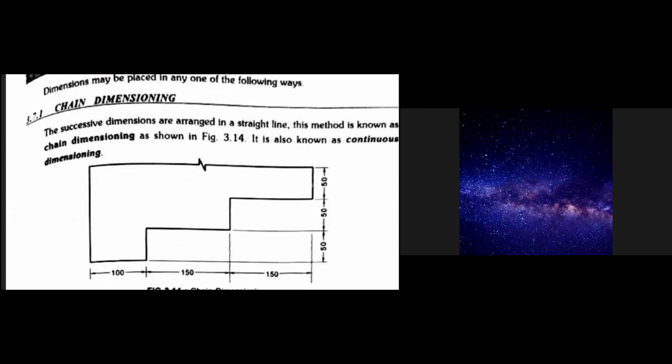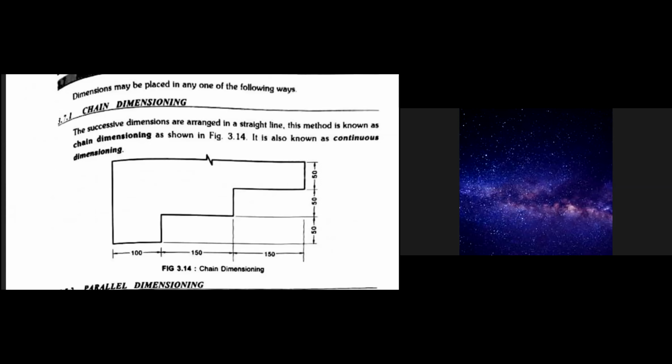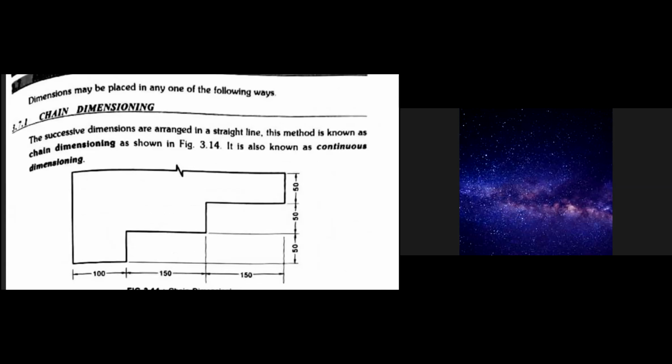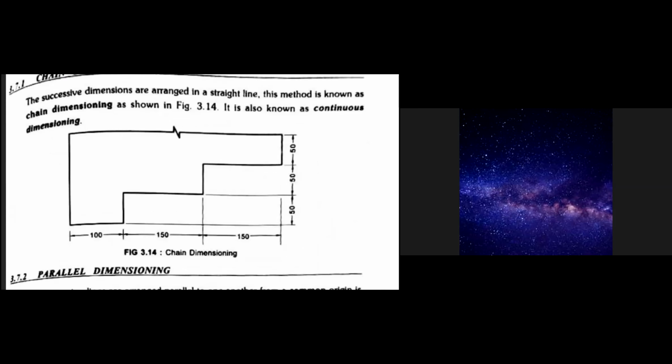Next, arrangements of dimensions. There are three ways we can arrange the dimensions: chain dimensioning, parallel dimensioning, and progressive dimensioning. So here, in chain dimensioning, just see in this figure, 100 mm, 150 mm, 150 mm.